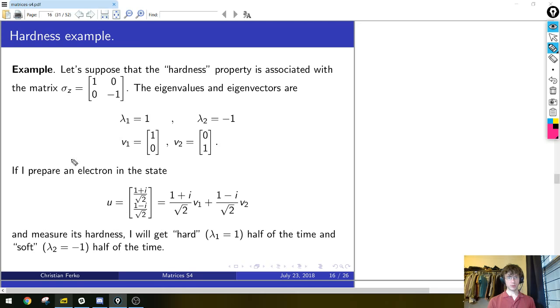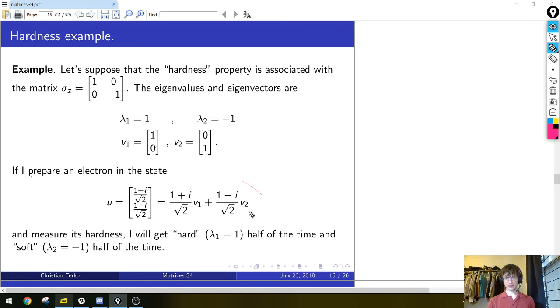So suppose I prepare an electron in this state, u. A state is a 2-component column vector where both of the numbers are complex. So suppose the top component is (1 plus i) over root 2, and the bottom component is (1 minus i) over root 2. We can rewrite that as (1 plus i) over root 2 times v1, because multiplying this number by (1, 0) gives me the top part, plus (1 minus i) over root 2 times v2, because this number times v2 gives you the bottom part.